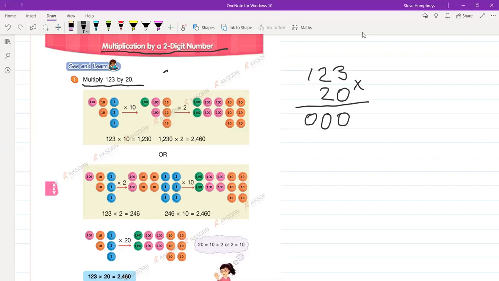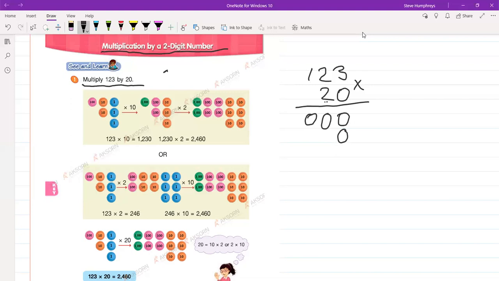Okay, now we're going to multiply by the 2, which is in the tens place. So before we multiply, we need to put the 0 here. You must do that. If you don't put a 0, you will get the answer wrong. Multiplying by 10, you must put the 0 in the ones column. Now you can do it.